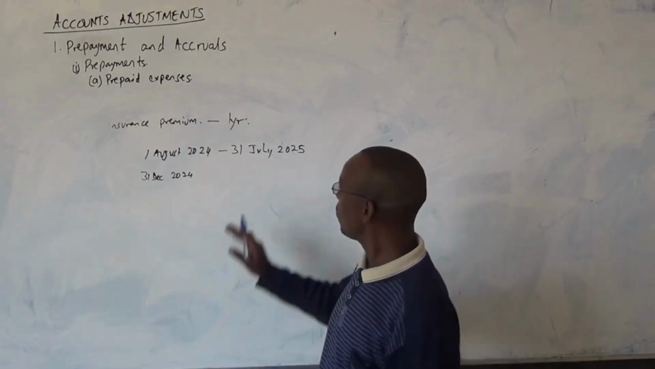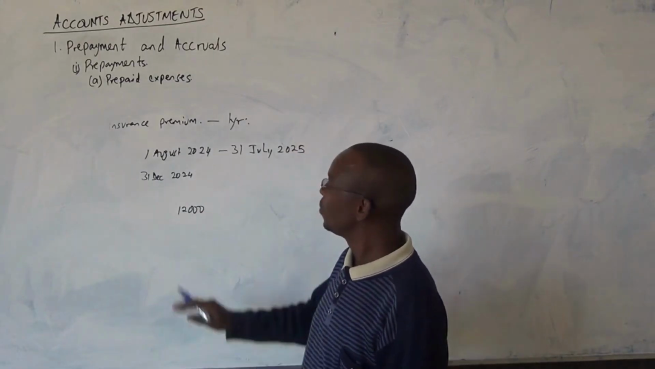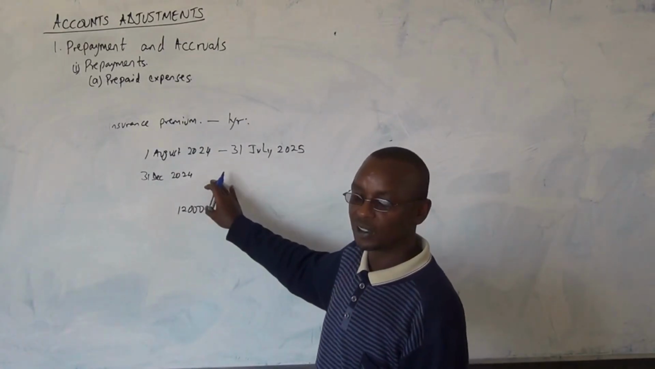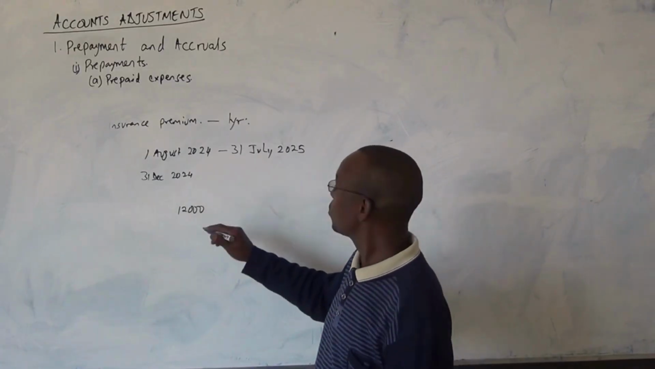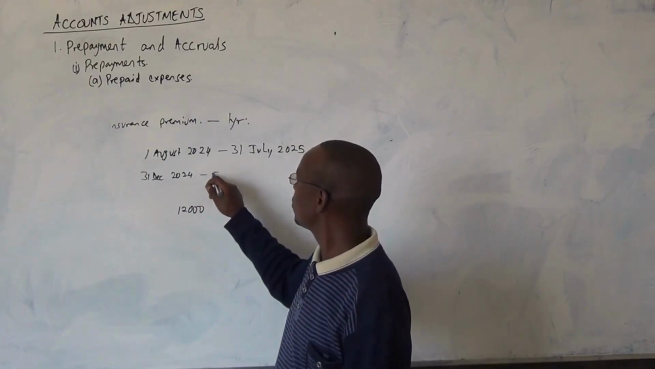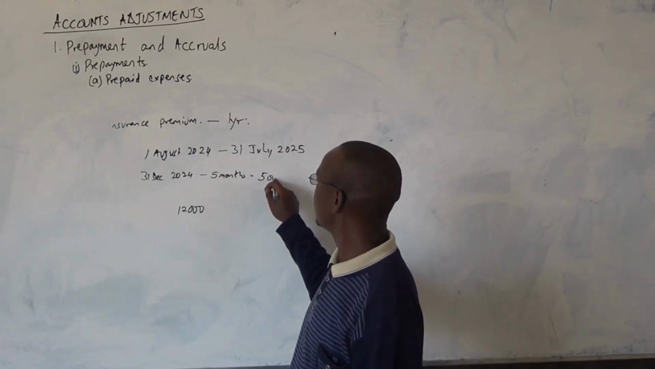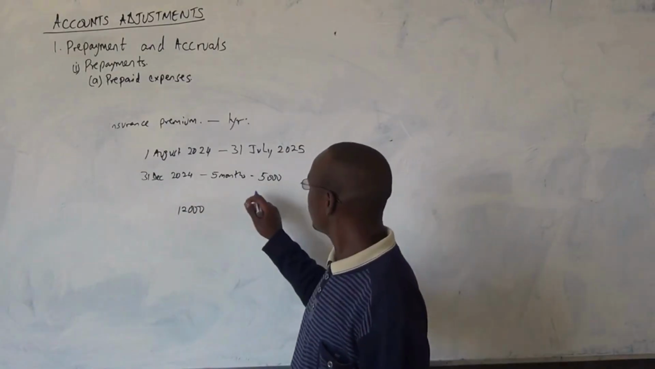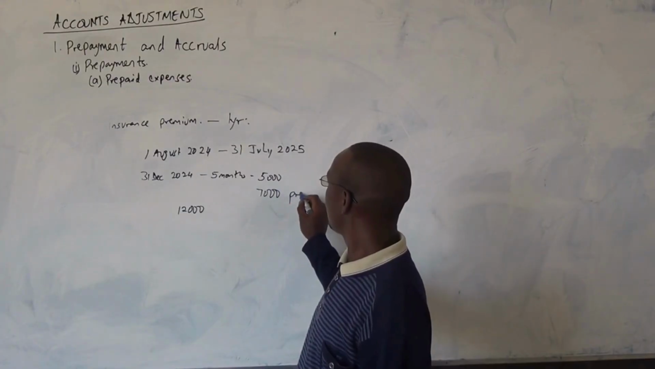So if this insurance was paid 12,000, you count the number of months from 1st August to 31st December. How many months are those? There is August, September, October, November and December. So for the year 2024, it is 5 months, which is 5,000, isn't it? Then the other amount of 7,000, this is prepayment.